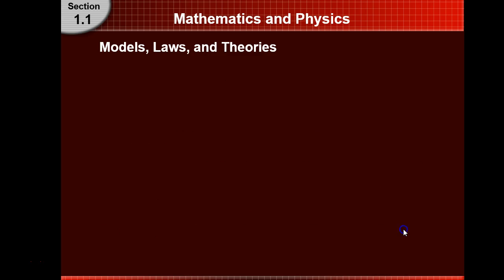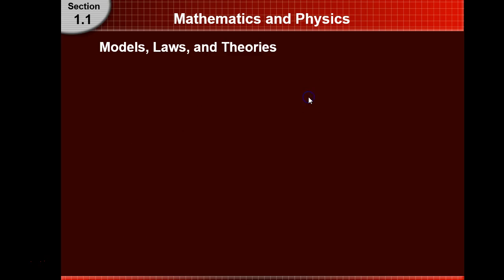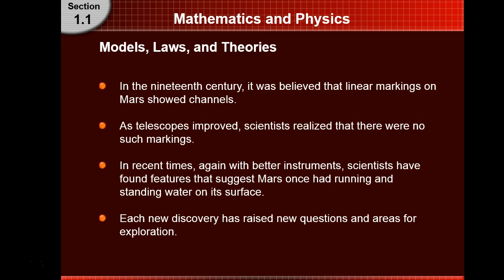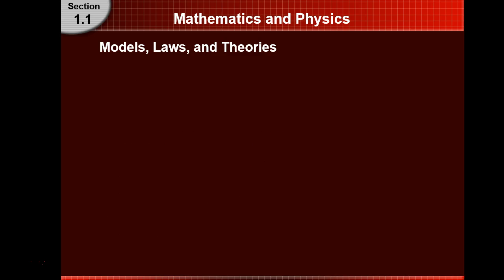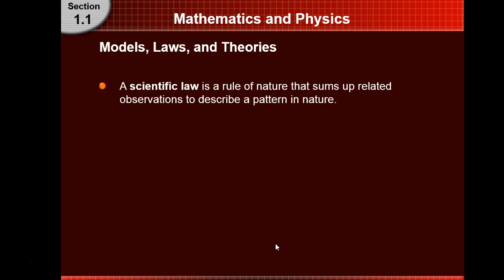So we're going to go through all these. Whoops, I went one too far. In the 19th century, it was believed that linear markings on Mars showed channels. As telescopes improved, scientists realized that there were no such markings. In recent times, again, with better instruments, scientists have found features that suggest Mars once had running and standing water on its surface. Each new discovery has raised new questions and areas for exploration.